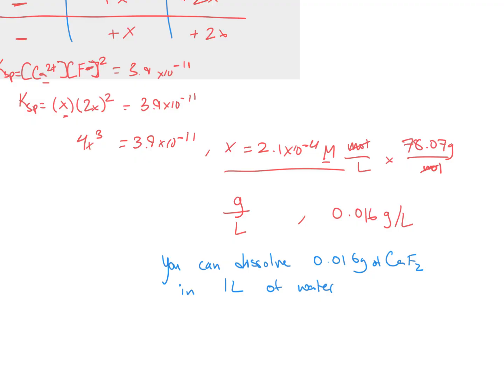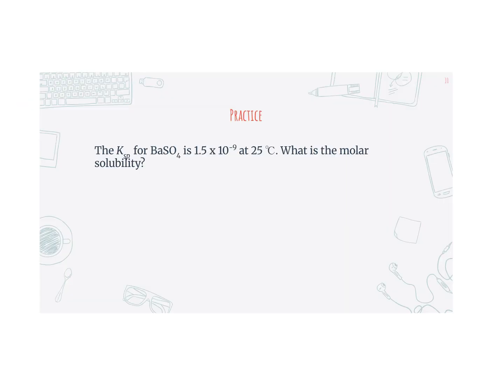If you try to put more, let's say I put 0.02 grams of calcium fluoride in 1 liter of water, the 0.016 will dissolve, and you'll have 0.004 grams of calcium fluoride that does not dissolve. That's what this is essentially trying to tell you. Here's another example. I encourage you to try doing this one on your own to see if you can solve for x. First, solve it in moles per liter, and then try to convert it to grams per liter. I'm going to solve it right here so you can kind of see what's going on, but I encourage you to try and solve it on your own first.